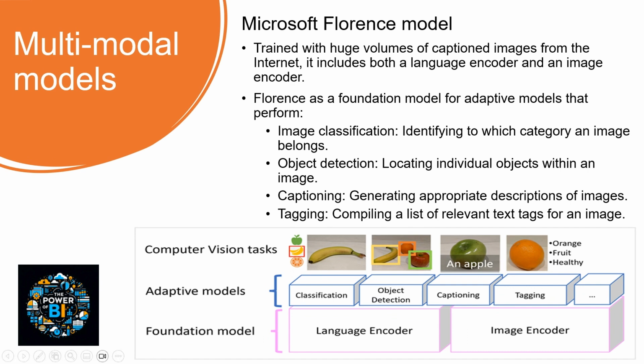For example, you can use the Florence foundation model to do image classification, which is deciding which category an image belongs to, object detection, locating individual objects within an image, captioning, generating an appropriate description of images, as well as tagging, which is compiling a list of relevant tags for an image.